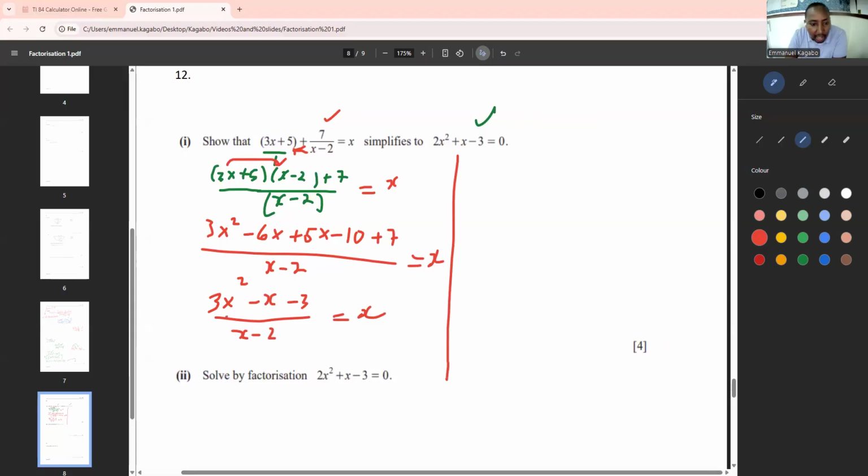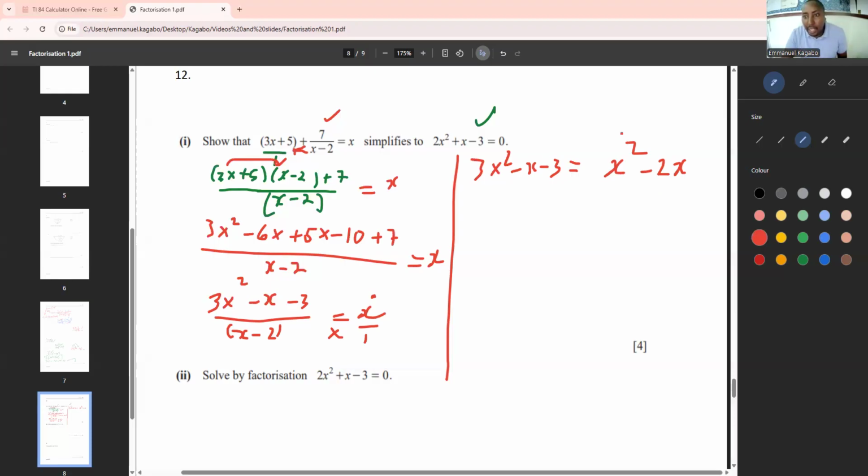Now, let me continue from here. Can I cross multiply? This is over 1, so cross multiplication. I'm going to have 3x squared minus x minus 3 equals x squared, guys, because I'm multiplying this one by this x, right? So then it gives me minus 2x. What do we do next? The next step is collecting like terms. Everything, bring it to the other side, okay?